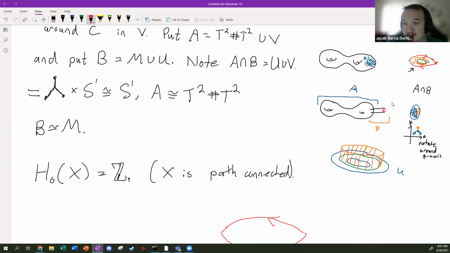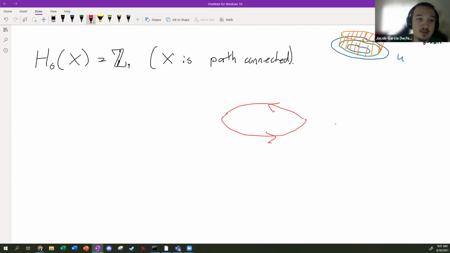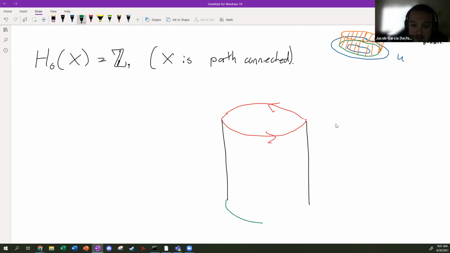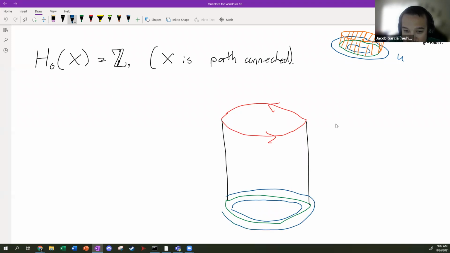Here, I can draw this big. So here is my Mobius band with C as my bottom circle, right? And then on this bottom circle, I have a little annulus around C. The annulus lives in the surface. And this is B.